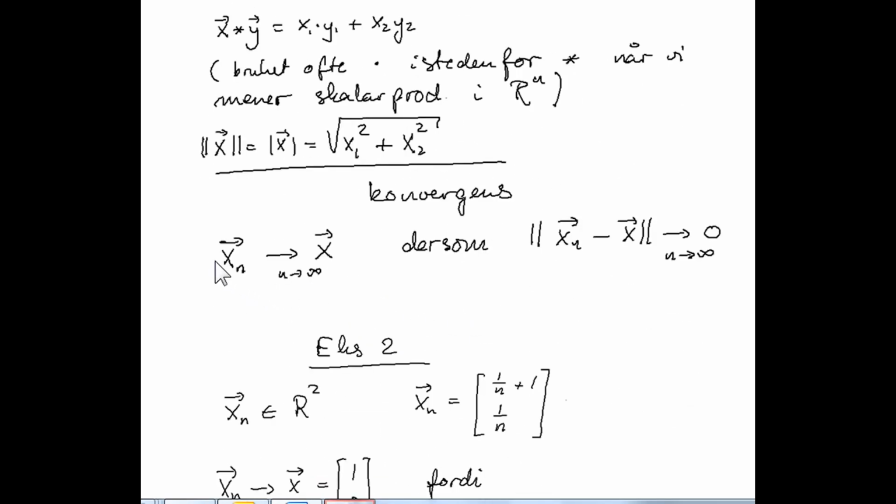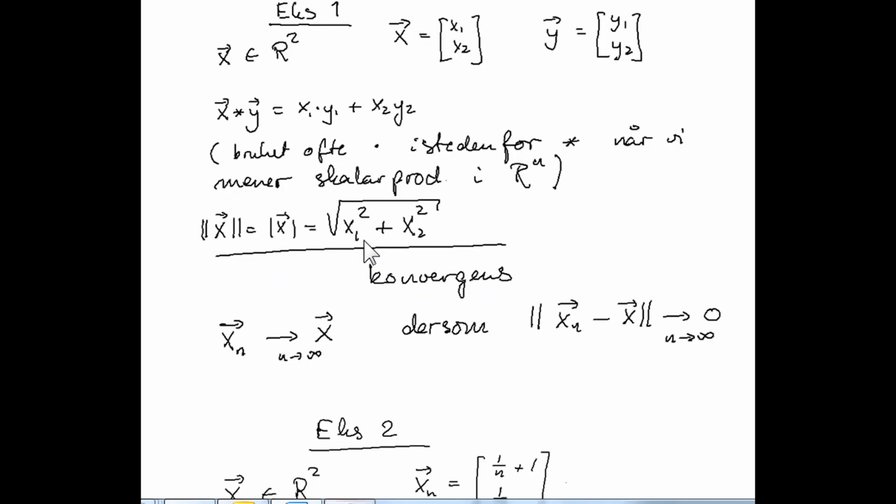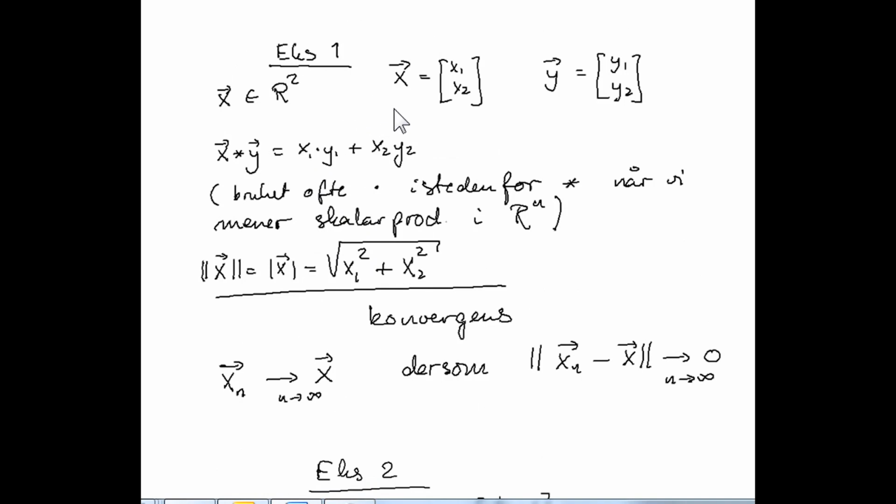What does it mean that we have some convergence? Let me just add that, of course, if we have n elements of this vector, that is when x is a member of Rn, then we get the obvious extension of this rule. We will come back to this later.